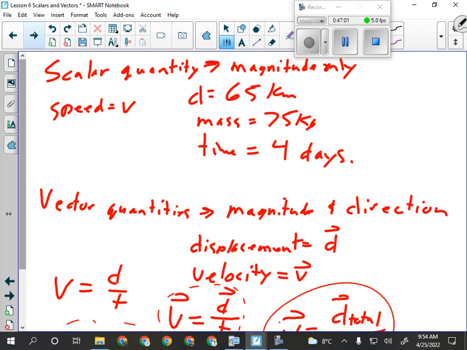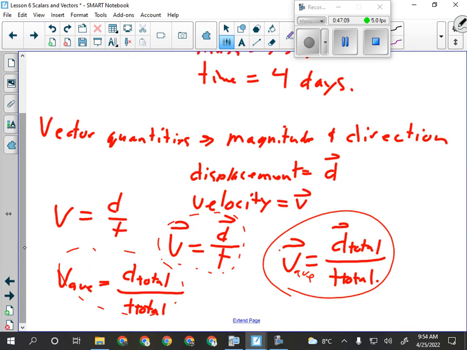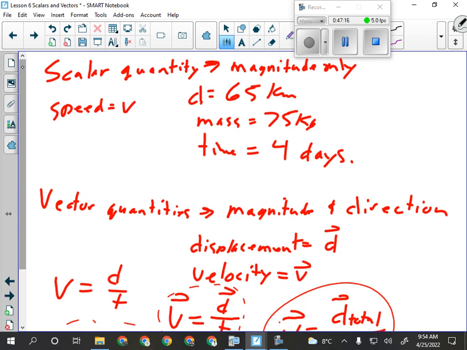Okay, so just quick review here. Scalar quantities, remember, have magnitude only: speed, distance, mass, time. Vector quantities have magnitude and direction: displacement, velocity, and acceleration, which are ones that we'll deal with that are vector.